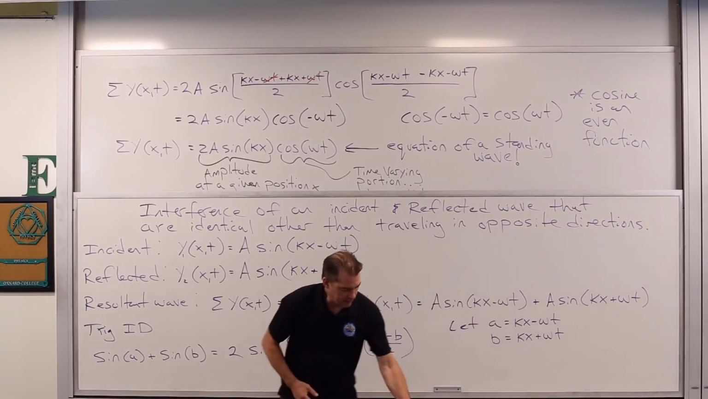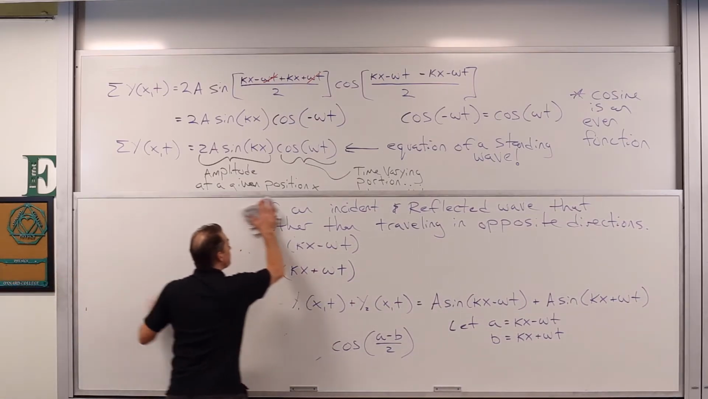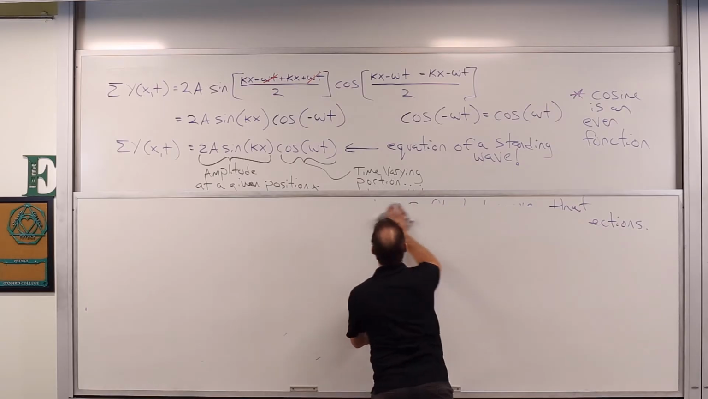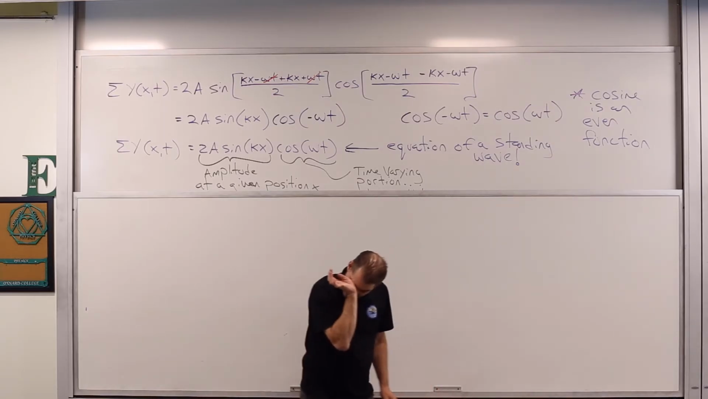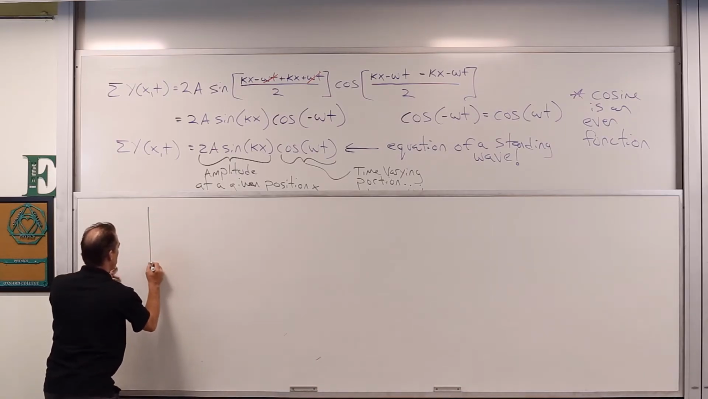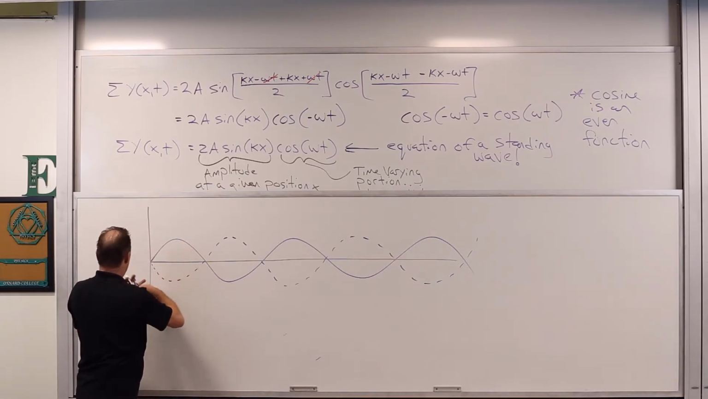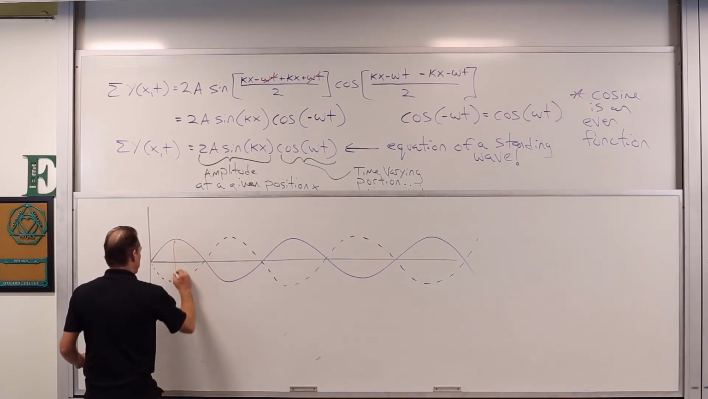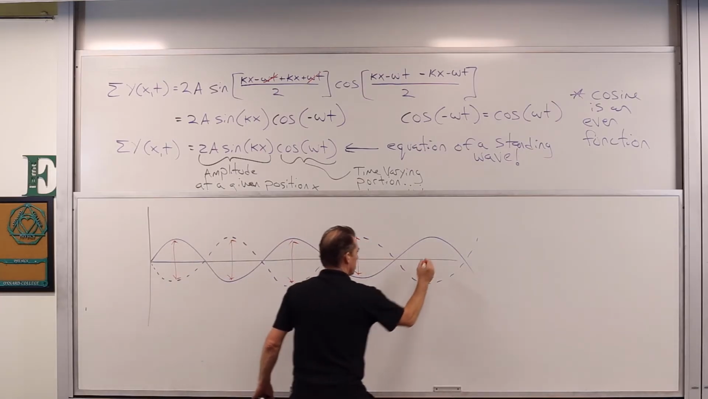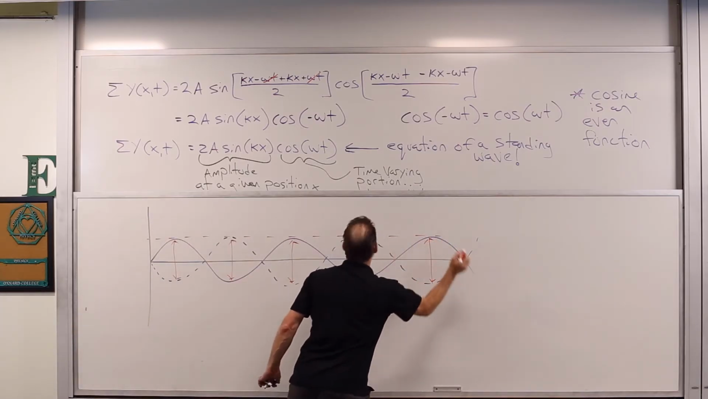This is a standing wave. Kind of look at this. Hey, where are the nodes and where are the antinodes? So let's draw some pictures here. Get this concreted out. So, this is what we end up getting. So we have something like this, and then what?